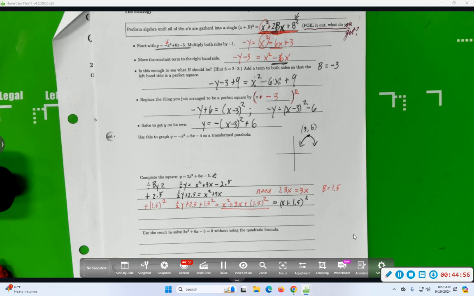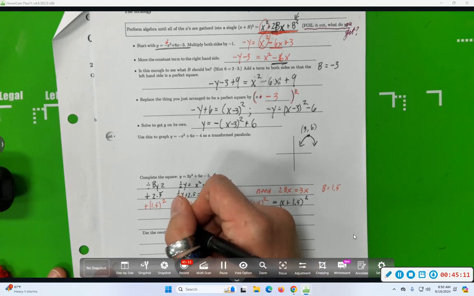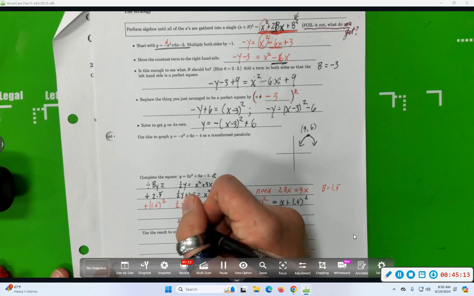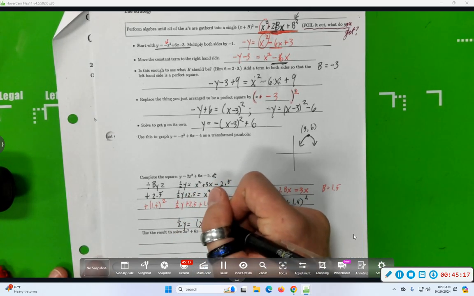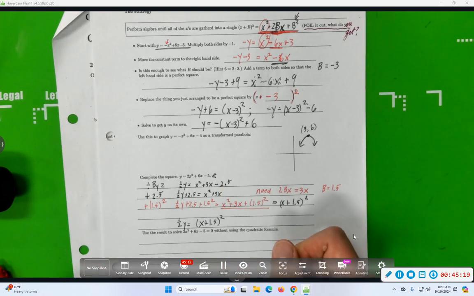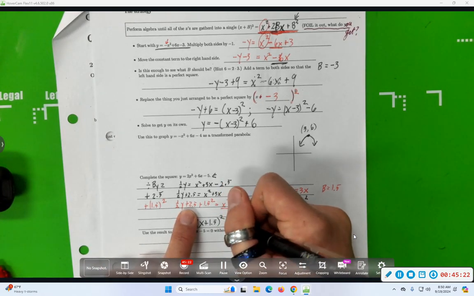Now I guess I just need to get y on its own again. Is that going to be reasonably easy to do? Yeah, add some stuff back to the other side, or subtract as appropriate. See what we wind up with. So let's see, I think I'll see 1/2 y equals x plus 1.5 quantity squared. I had to subtract this 2.5.